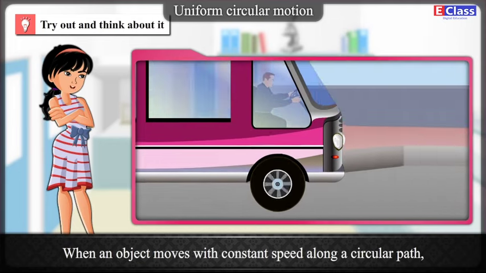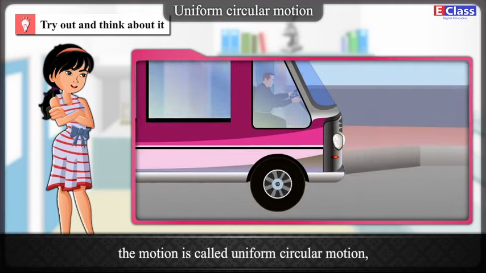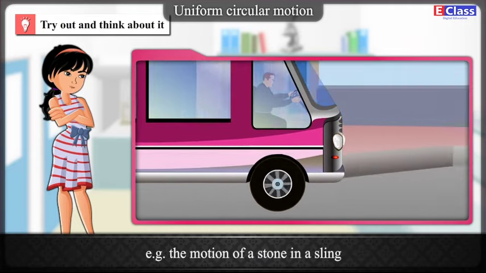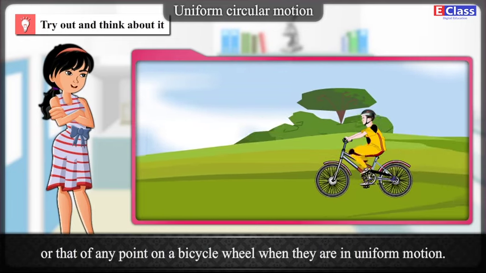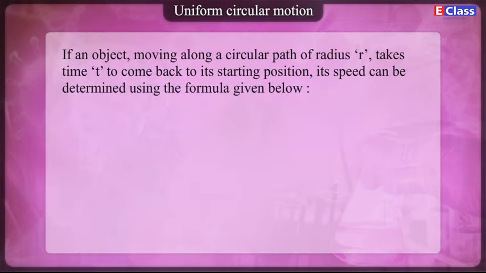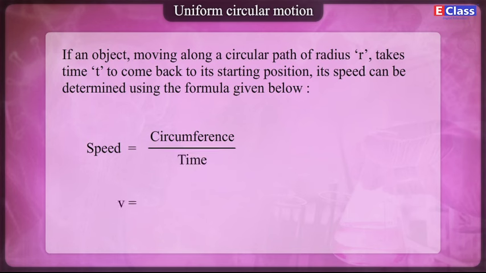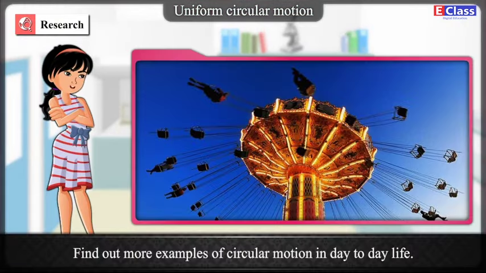When an object moves with constant speed along a circular path, the motion is called uniform circular motion. Example, the motion of a stone in a sling or that of any point on a bicycle wheel when they are in uniform motion. If an object moving along a circular path of radius r takes time t to come back to its starting position, its speed can be determined using the formula given below. Speed is equal to circumference upon time. v = 2πr/t, where r is equal to the radius of the circle. Research. Find out more examples of circular motion in day-to-day life.